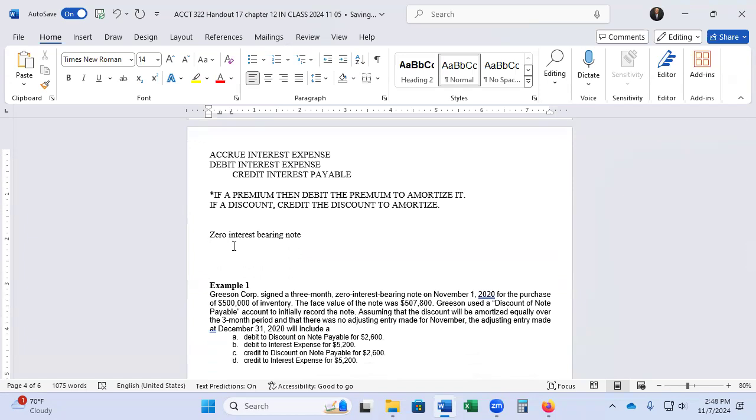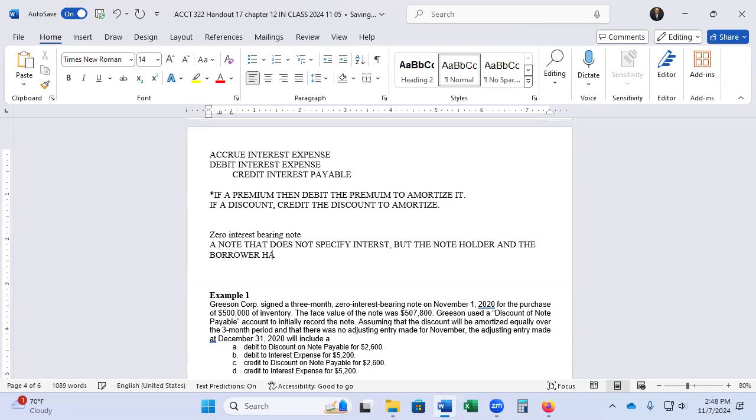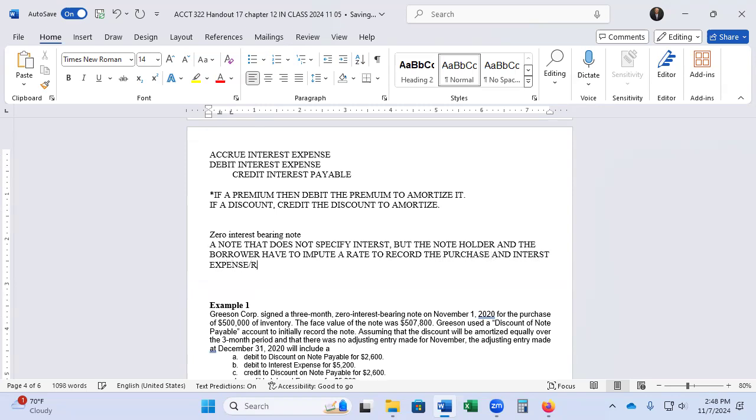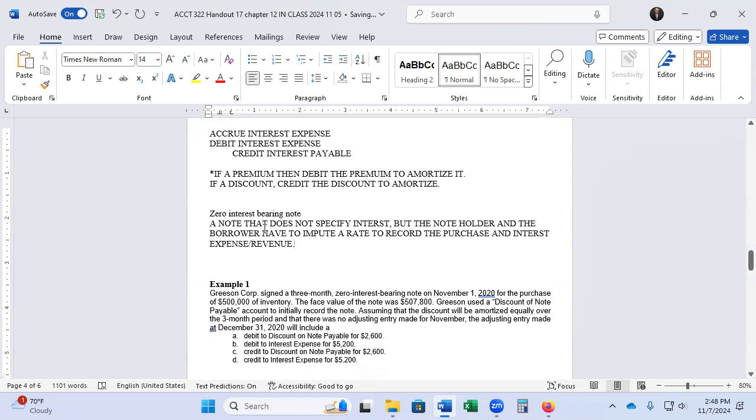And then the zero interest bearing note is a note that does not specify interest, but the loan, the note holder, and the borrower have to impute a rate to record the purchase and interest expense / revenue. I'll give you a minute to get that all down, and then I'll go over example 1.